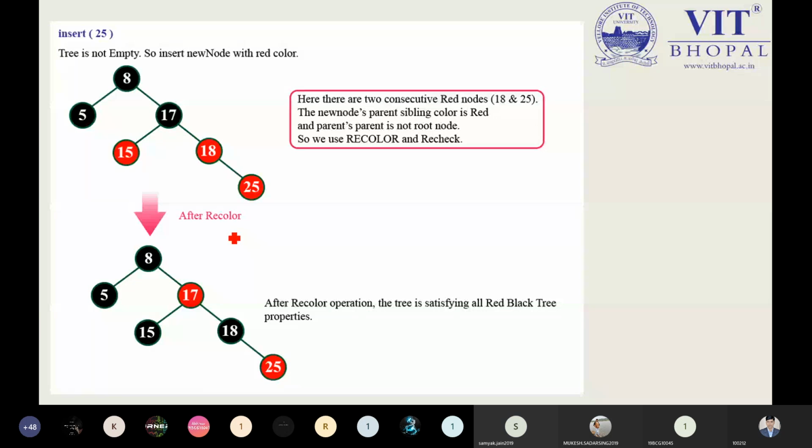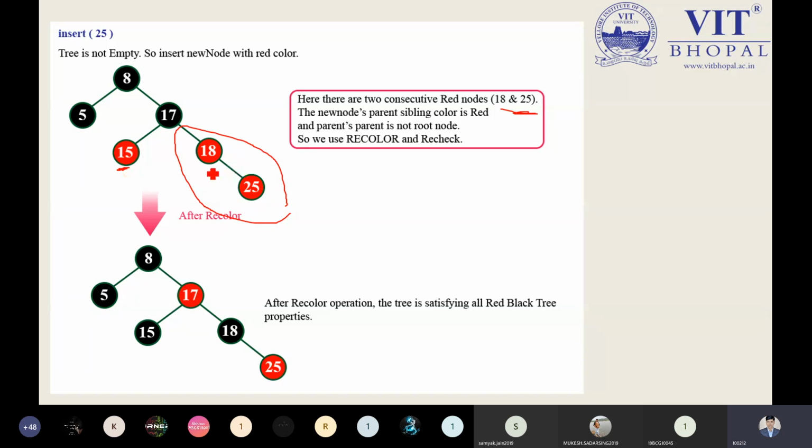No, sir. The tree is not balanced, so it is a better idea to first balance it, or you can colorize its parts. So okay, what happened here? Here we have two consecutive red nodes, that is 18 and 25.